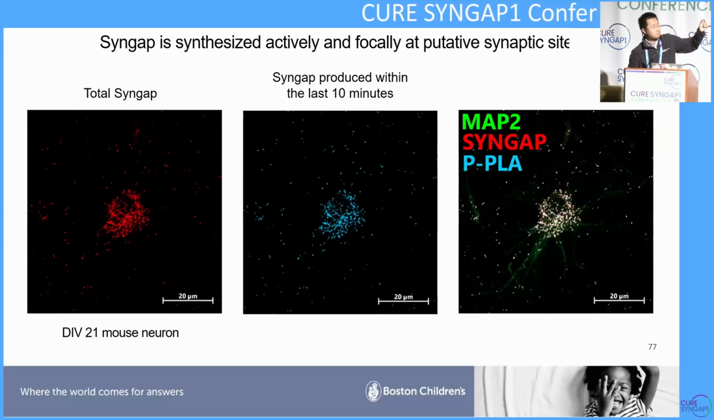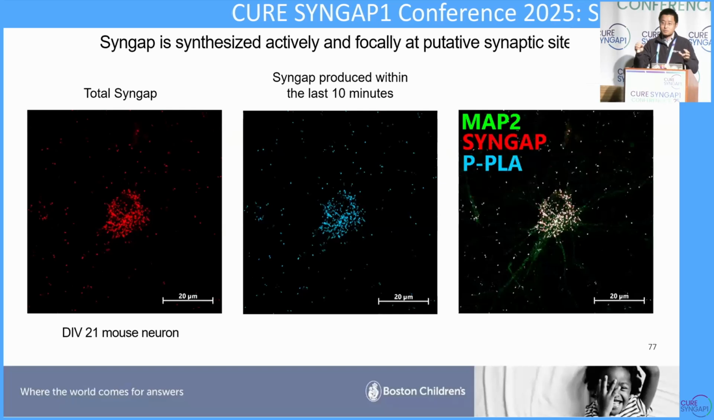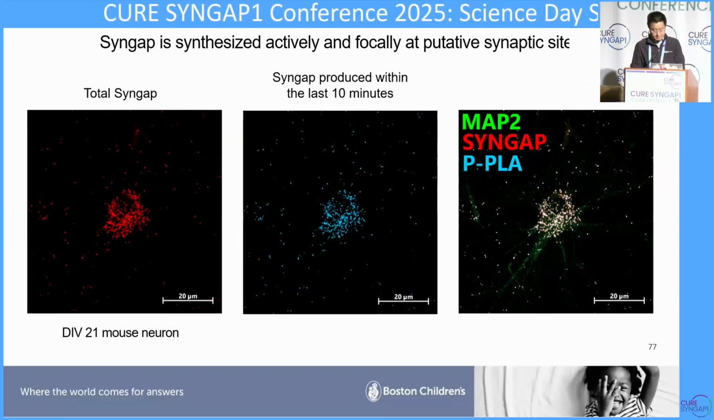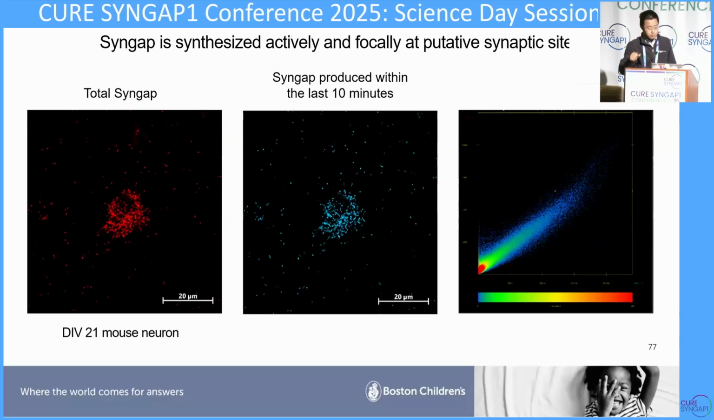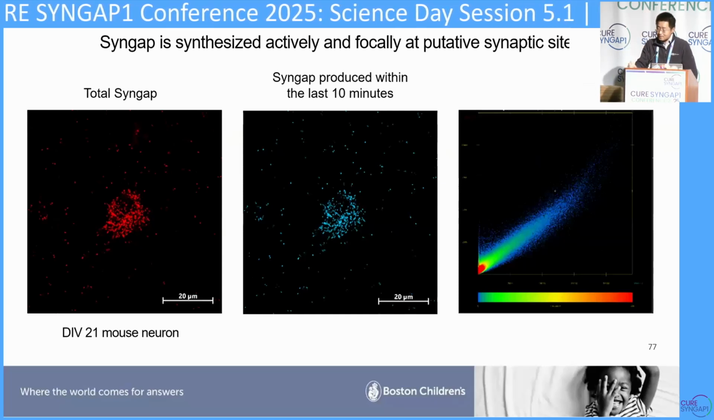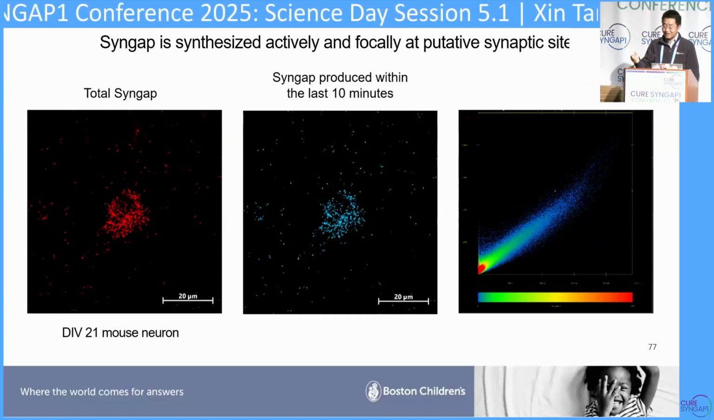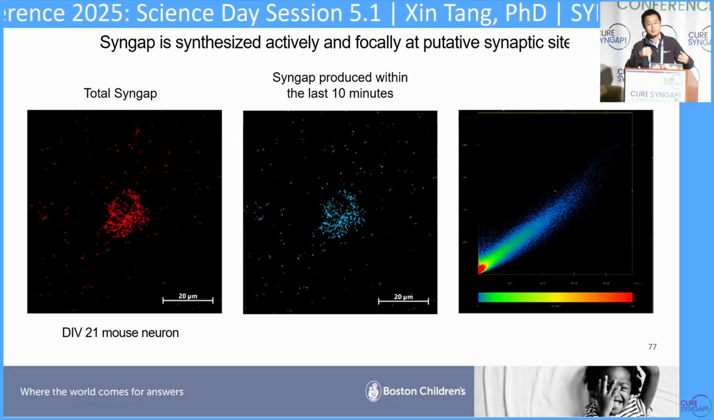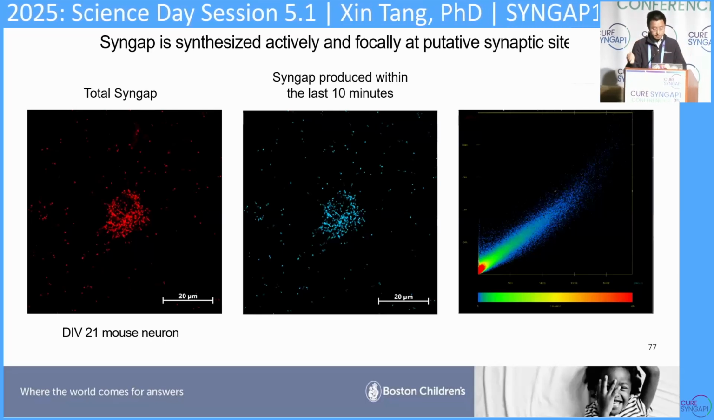What we found is, if you stain for total SYNGAP and use this proximity labeling to look at SYNGAP produced in the last 10 minutes, before the cell gets fixed, there's essentially 100% overlap, right? This is at putative synaptic sites, and this shows the Pearson correlation. So it's very actively produced at pretty much all the synaptic sites. This is DIV21, when your spines are established and the cells are very synaptically connected.